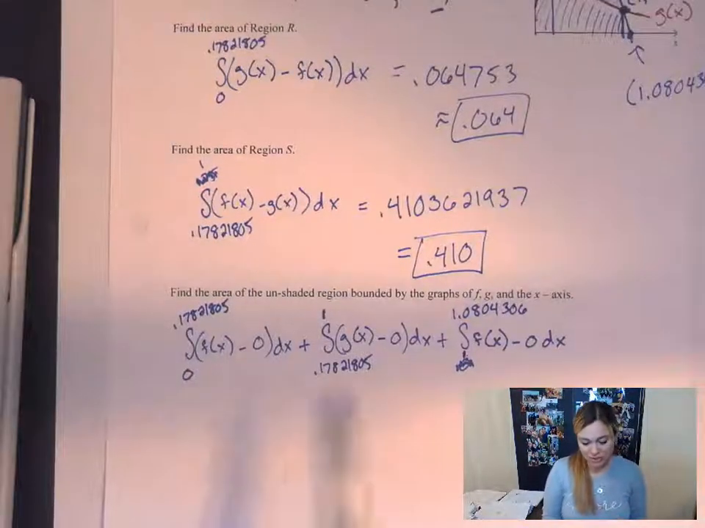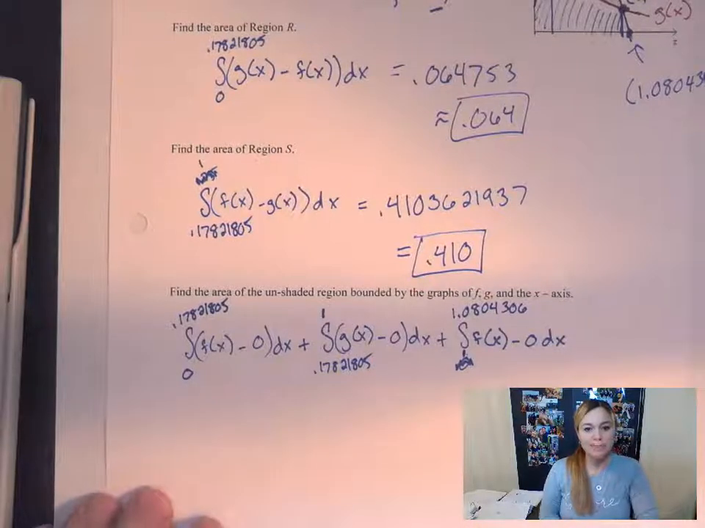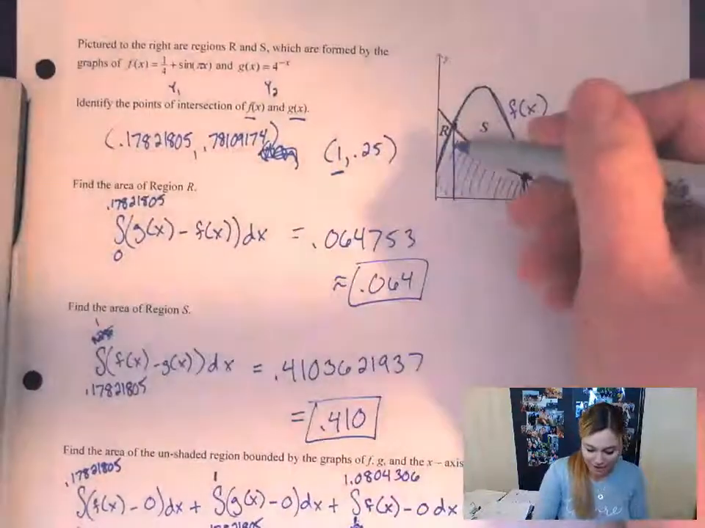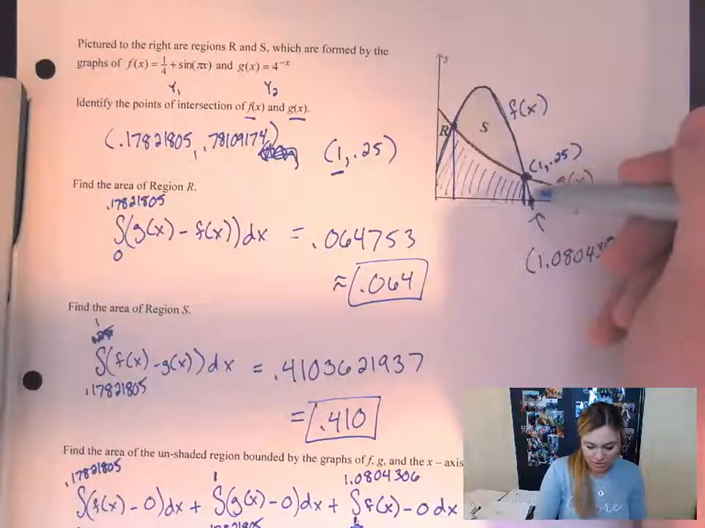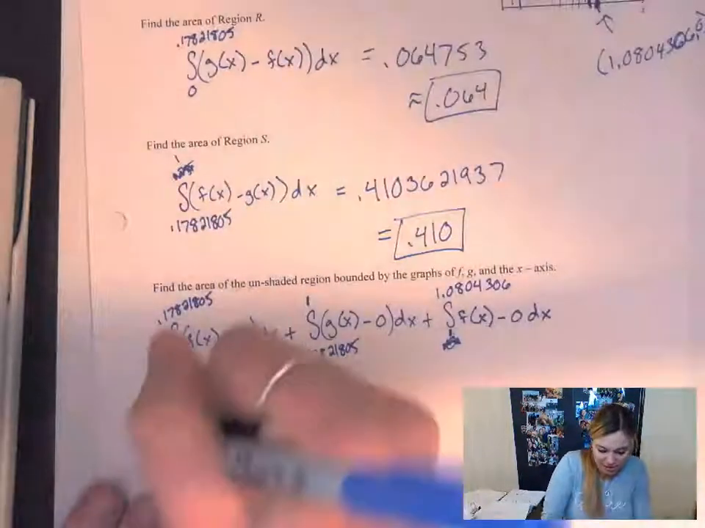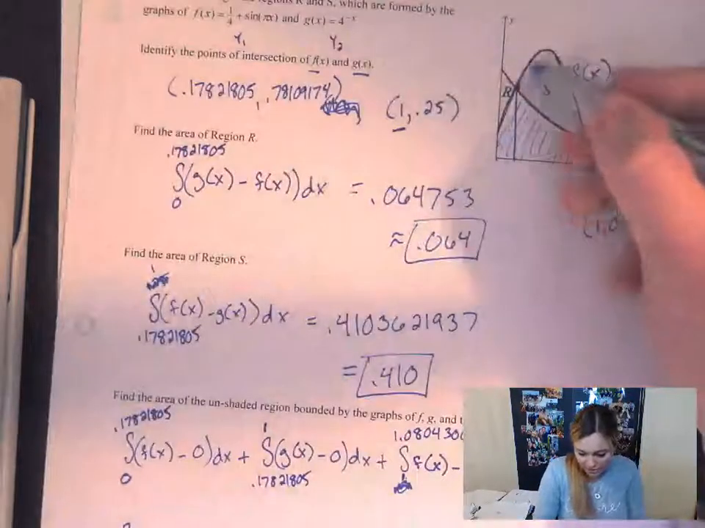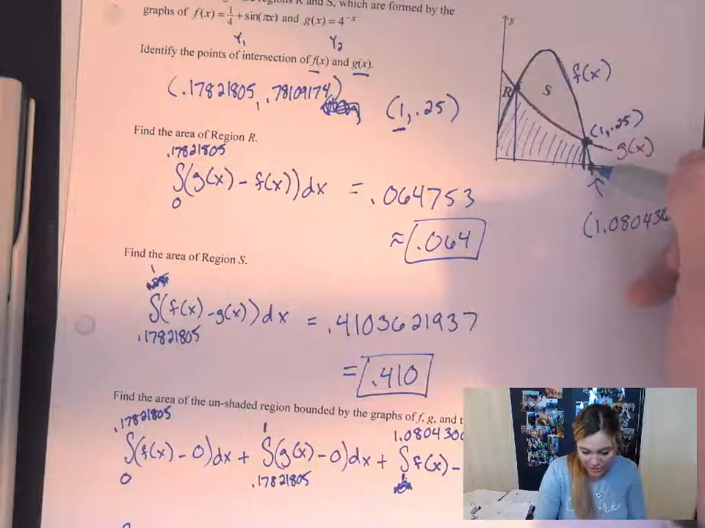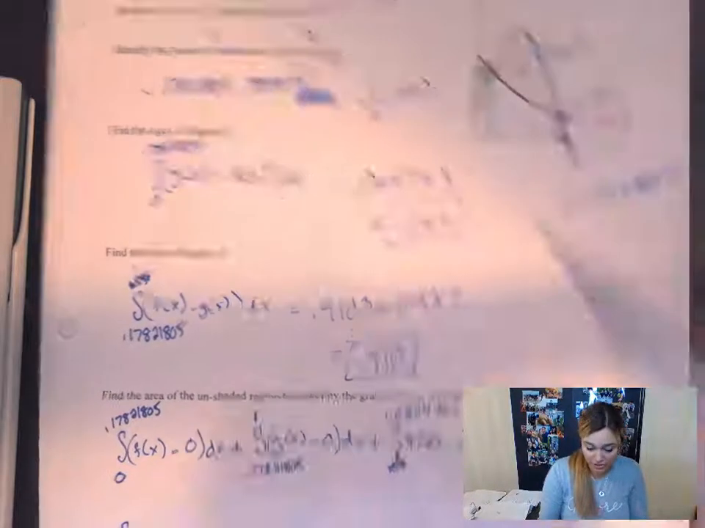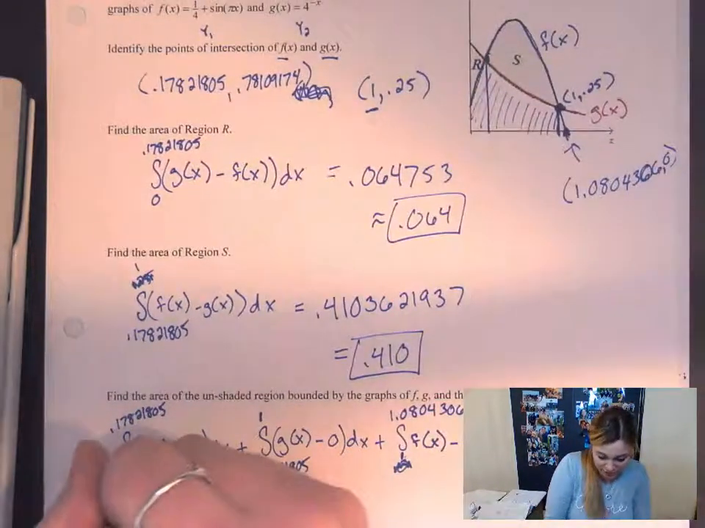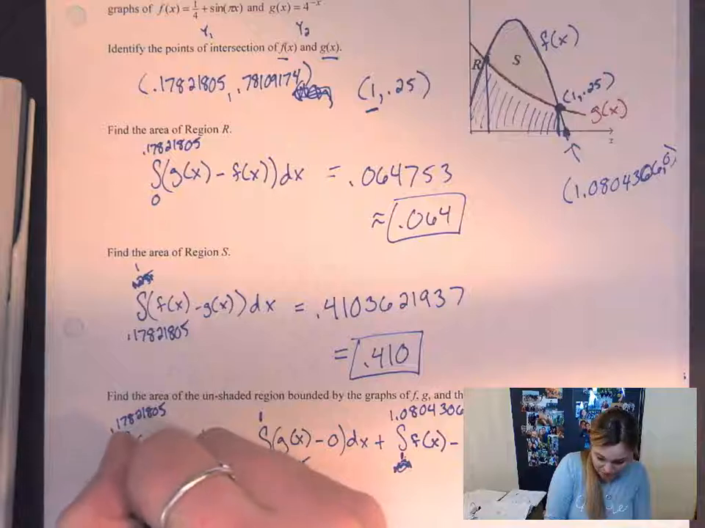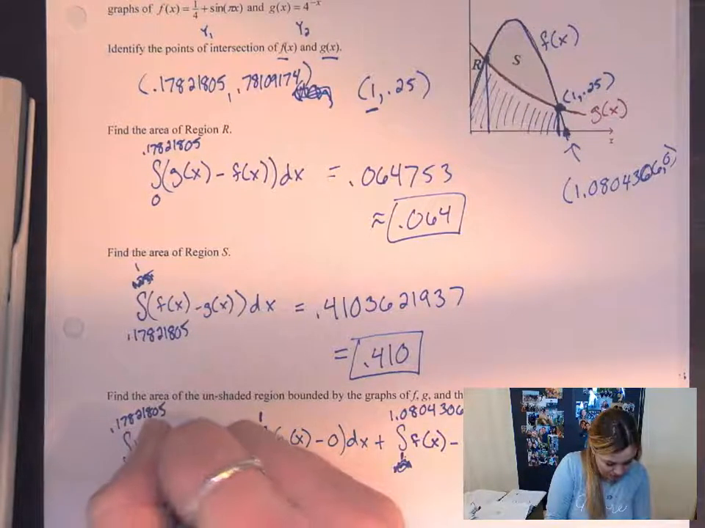So I'm adding up this region plus this region plus this region. But is there a better way? If I want all of this, do you see how I could just integrate f of x the entire way from here all the way to here? So 0 to, I'm still glad I found this value, 1.0804306.